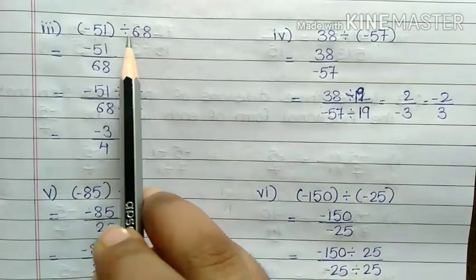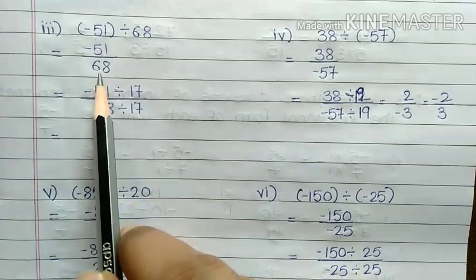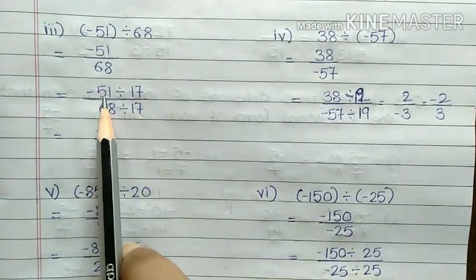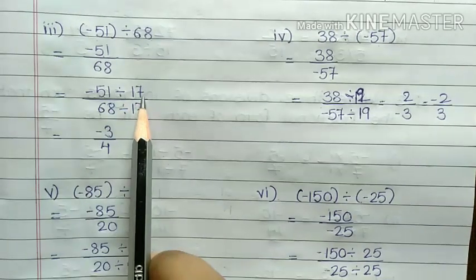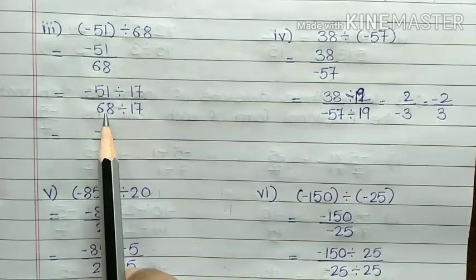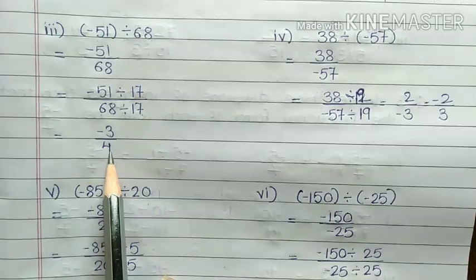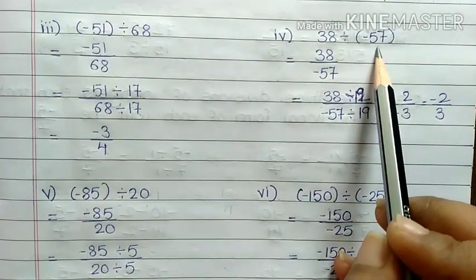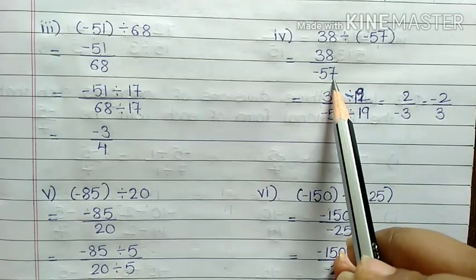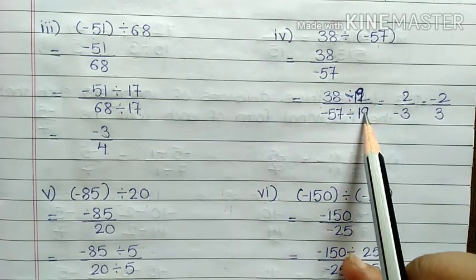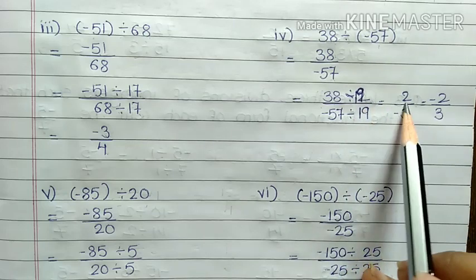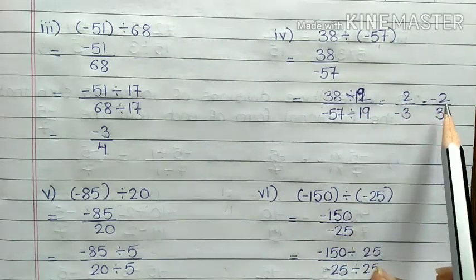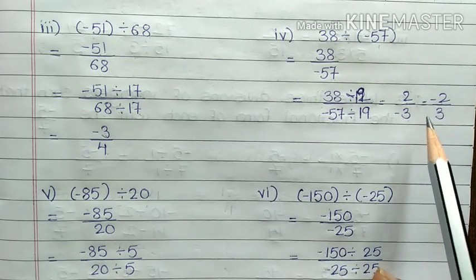Minus 51 divided by 68. Minus 51 upon 68. It is divisible by 17. Minus 51 divided by 17 is minus 3, and 68 divided by 17 is 4. Minus 3 upon 4. 38 divided by minus 57. 38 upon minus 57. It is divisible by 19. 19 twos are 38, 19 threes are 57. 2 upon minus 3. The answer is minus 2 upon 3.